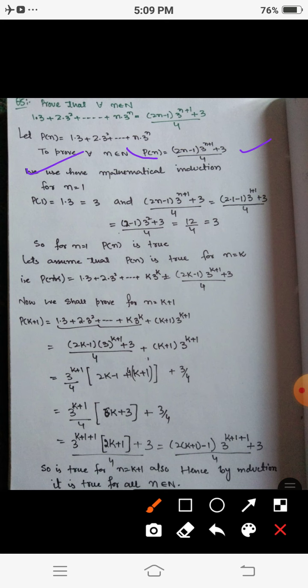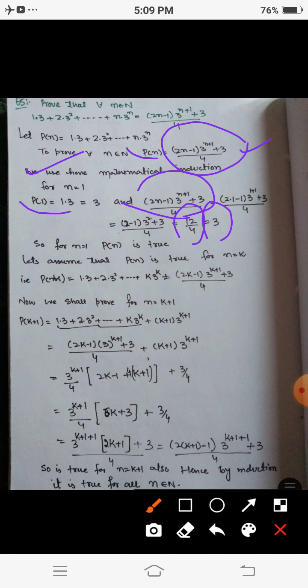Now for n equals 1, P of 1 is simply the first term of this sum, that is 1 into 3, which is simply 3, and the right-hand side, (2n minus 1) into 3 raised to power n plus 1, plus 3 upon 4, by putting n equals 1, after simplification is simply 12 upon 4, that is 3. So this means that for n equals 1, P of n is a true statement.